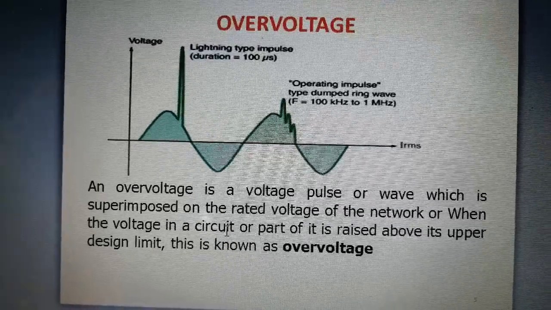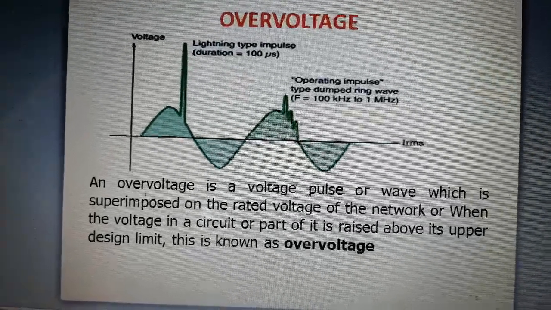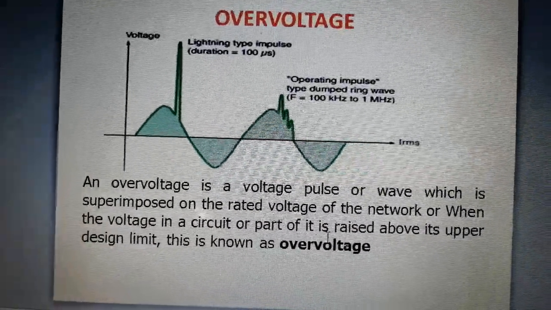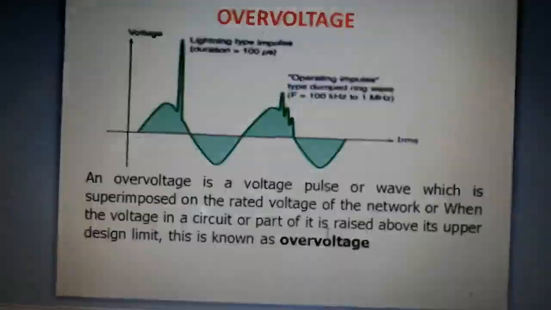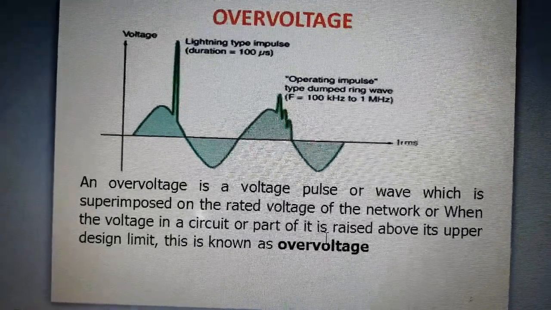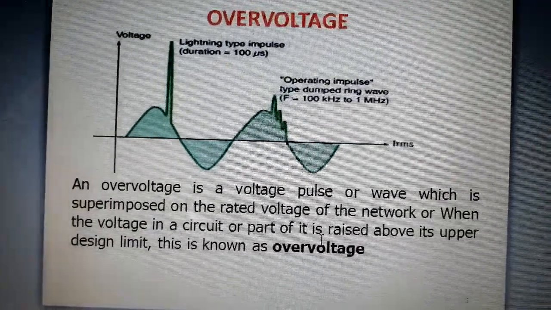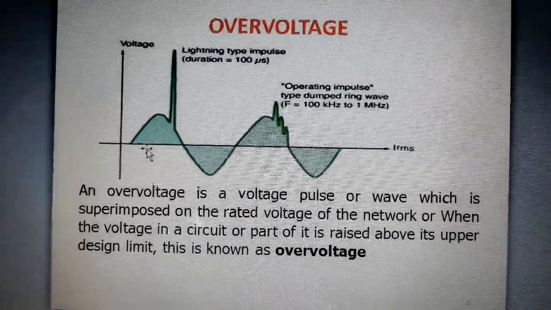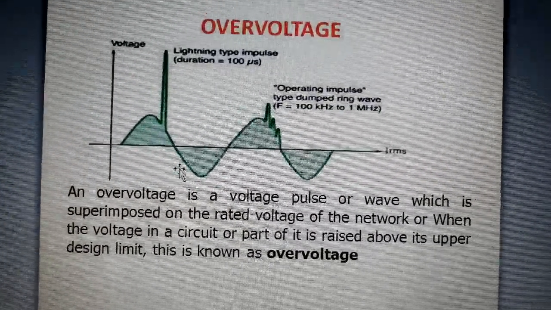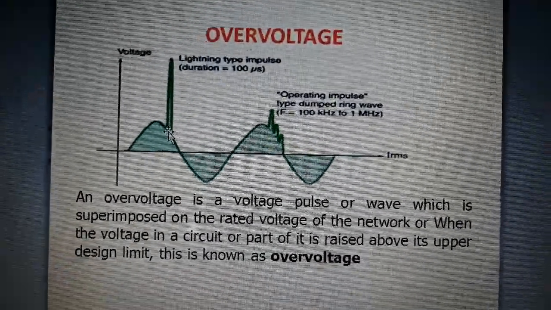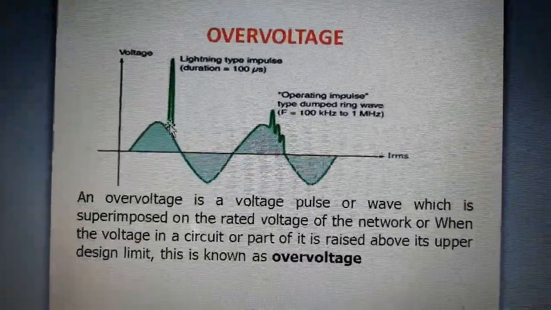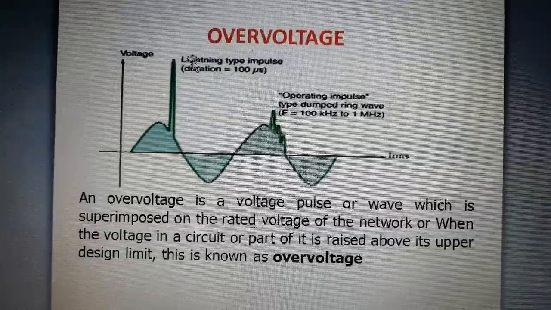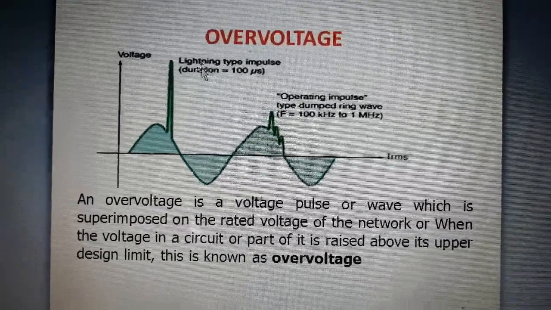What's the meaning of over voltage? Over voltage is a voltage, pulse or wave which is superimposed on the rated voltage of the network, or when the voltage in a circuit or part of it is raised above its upper design limit. This is known as over voltage. The standard voltage is the sine wave. Here in this picture, the voltage magnitude is raised to a higher level for a shorter duration. This is called the lightning type impulse.